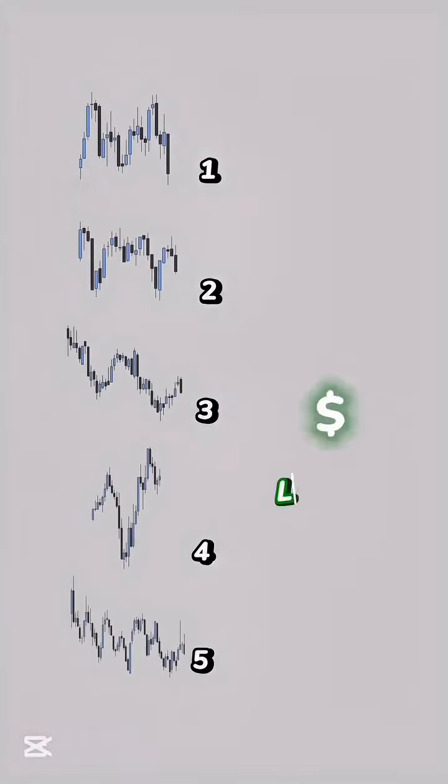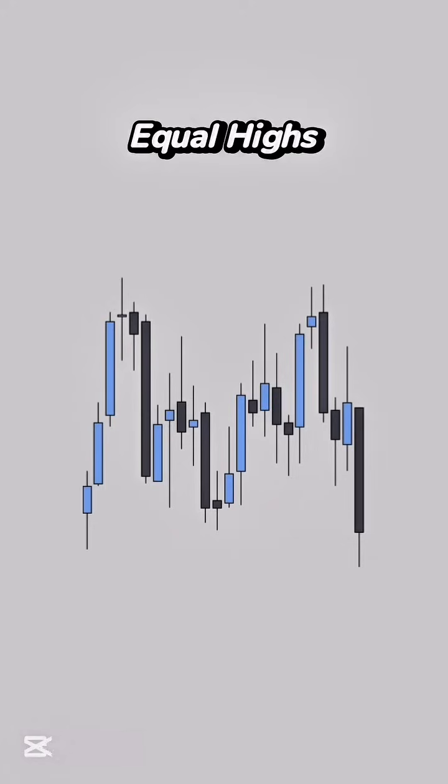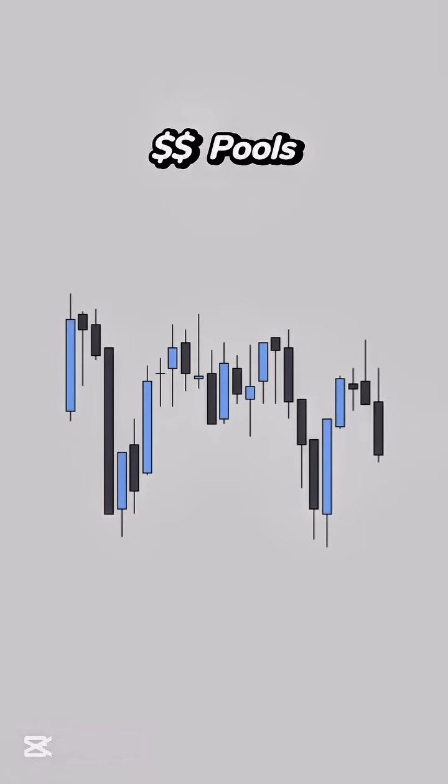5 most important types of liquidity in 40 seconds. 1. Equal highs. This is where price hits the same highs more than once, creating a stronger draw than a single high. 2. Liquidity pools. These are areas with multiple highs of trapped liquidity and can be stronger than equal highs.